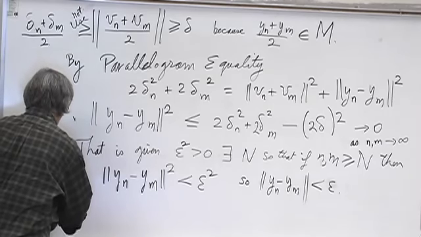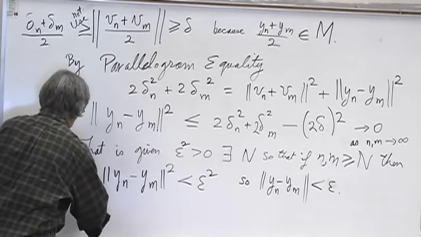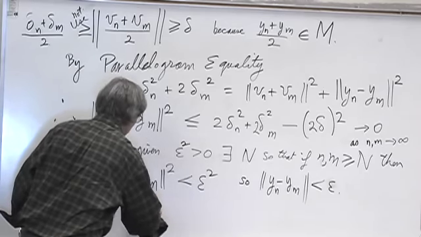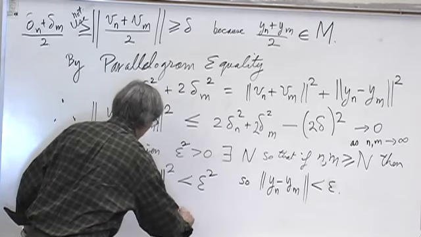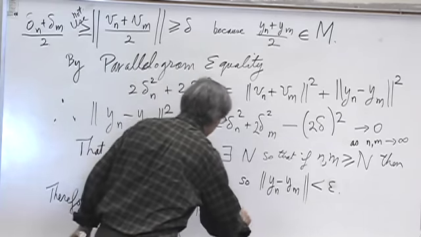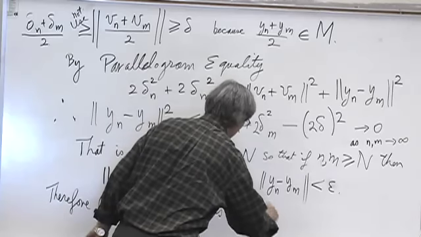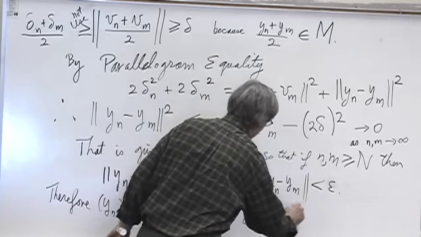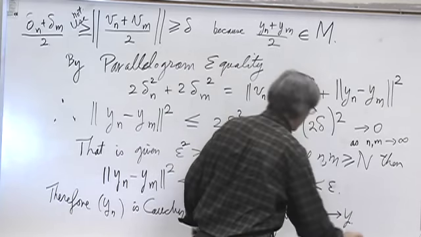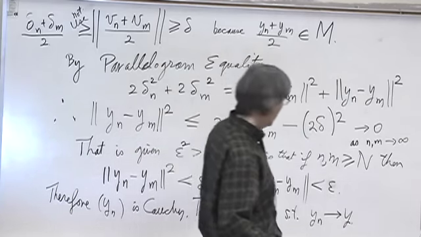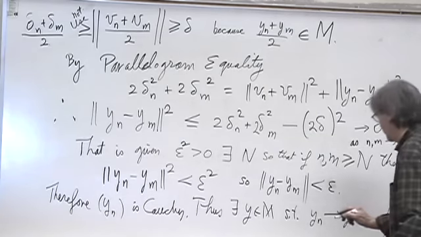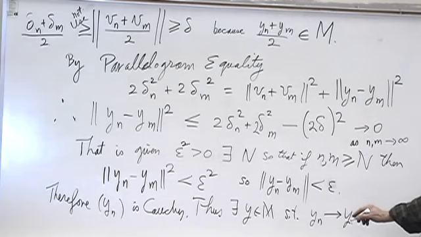Therefore, Yn is Cauchy, and since we have a complete metric space M, thus there exists a Y in M such that Yn goes to Y. And then what we have is, by continuity of the norm, d(x,y) equals delta. Can I still use the bottom of the board here, Brett?